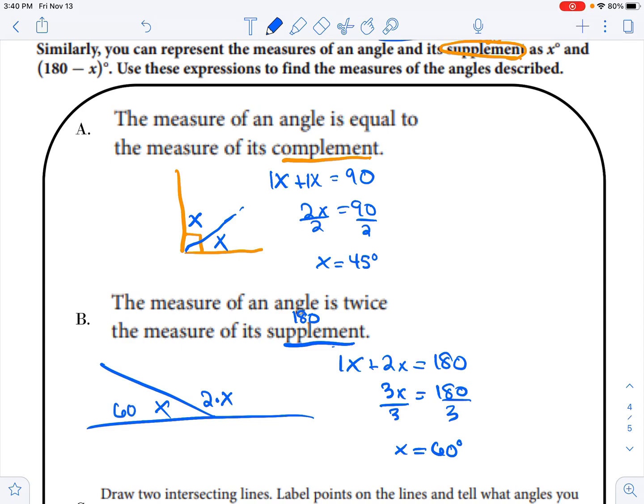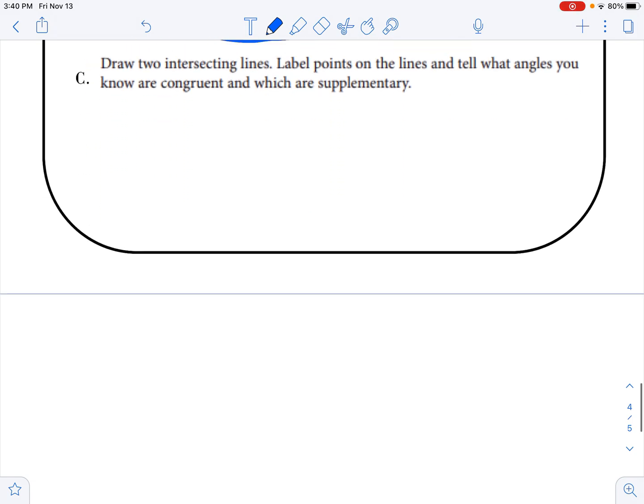Now, that's the measure of this angle, but they say the measure of an angle is twice. We want the one that's twice as big. So we really want this one. So our answer actually would be that the angle is 120 degrees, 2 times 60.